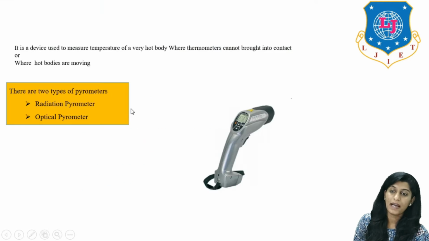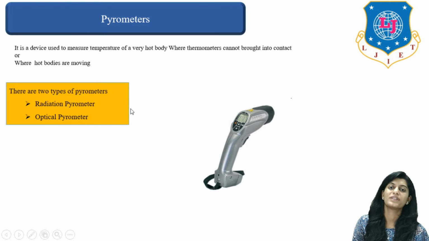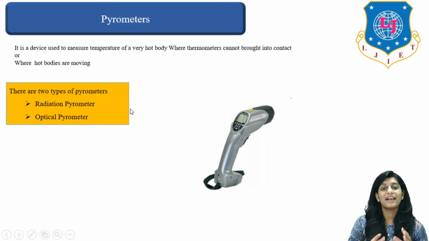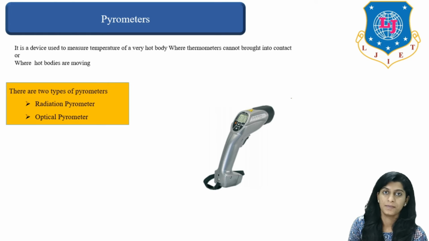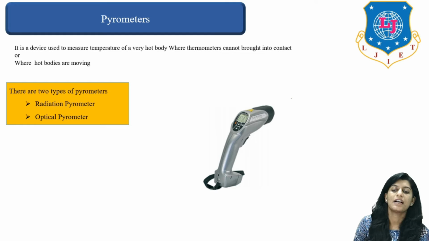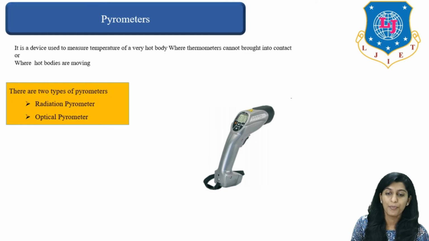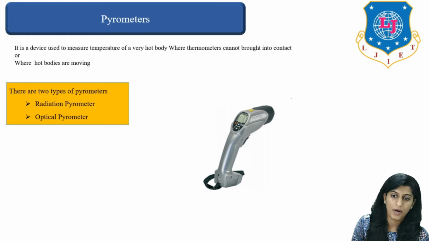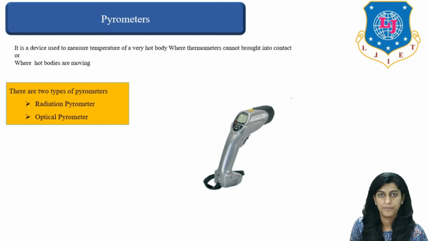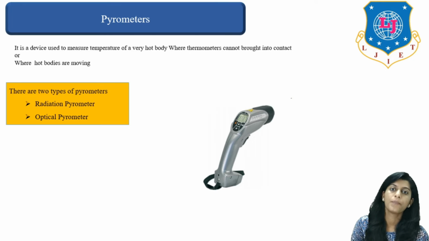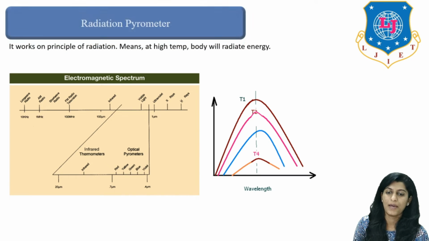Now let us move ahead with next topic, which is pyrometer. So what do we understand by the word pyrometer? Pyrometer is basically a device which is used to measure the temperature of a very hot body, where a thermometer cannot be brought into contact, or whenever we want to measure temperature of a hot moving body, we opt for pyrometer. There are two types of pyrometer, radiation pyrometer and optical pyrometer. So let us see them one by one.